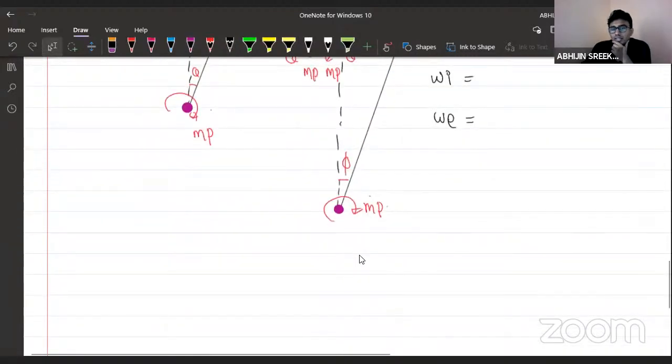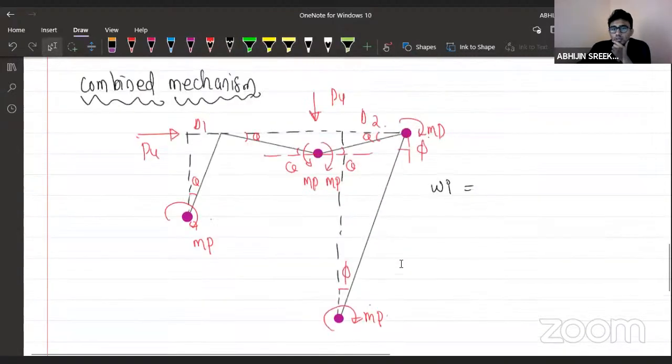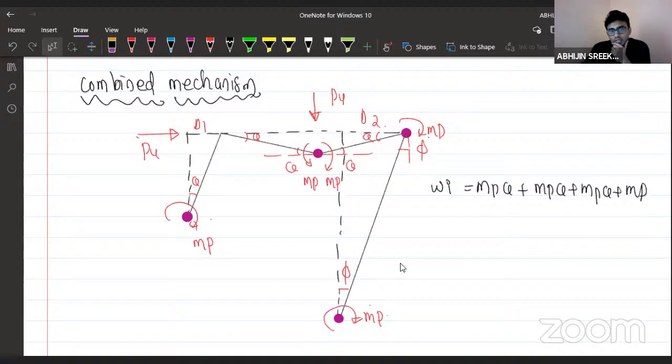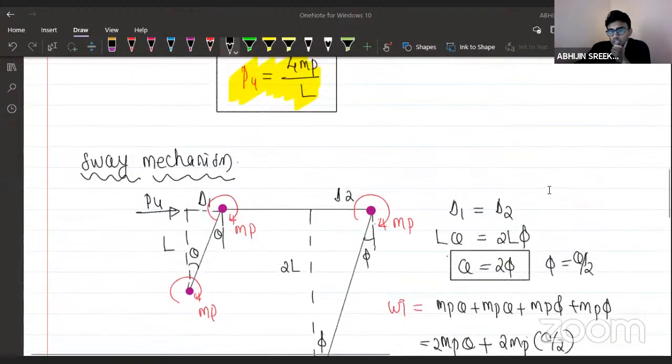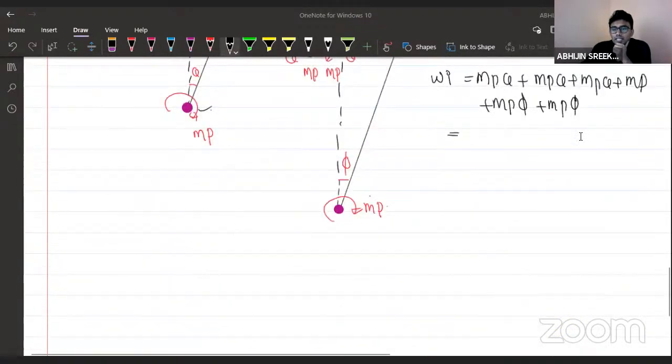First of all, let us write WI. Let's go with WI first. WI will be equal to MP theta plus MP theta plus MP theta plus MP theta, and MP phi plus MP phi. Internal work is done. I'm going to write it in terms of theta, so it will come out to be 5 MP theta, I think. Phi will be equal to theta by 2, right? Yes. We'll be getting it as 5 MP theta.